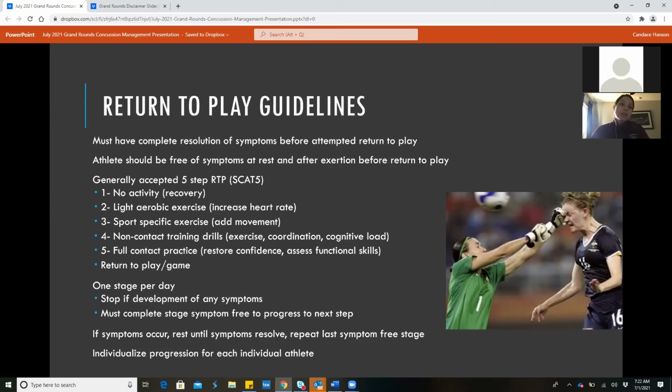You must have complete resolution of symptoms before attempted return to play. And athletes should be free of symptoms at rest and after exertion before going back to their sport.